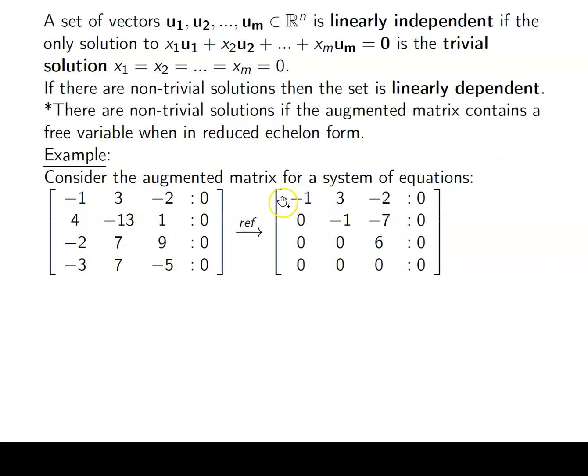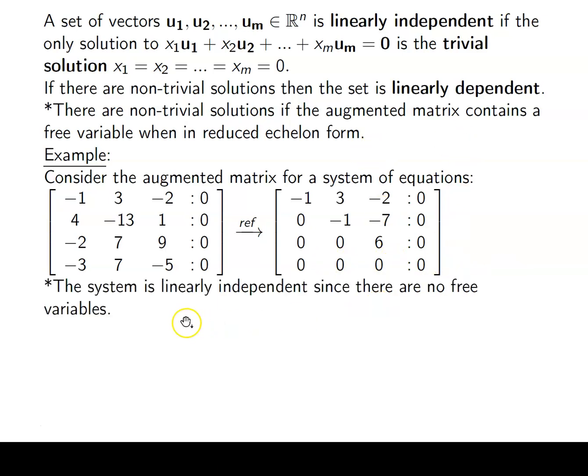And I know that because when I reduce this down to echelon form, all of my column vectors have a pivot position in them. Okay, there are no free variables present. So the system is linearly independent since there are no free variables. So here, if I were to reduce this down all the way to reduced row echelon form, I would get out that x1 and x2 and x3 are all equal to 0. In fact, here 6x3 is 0. That means x3 has to be 0. And as I go by backward substitution, we would come to the same conclusion.